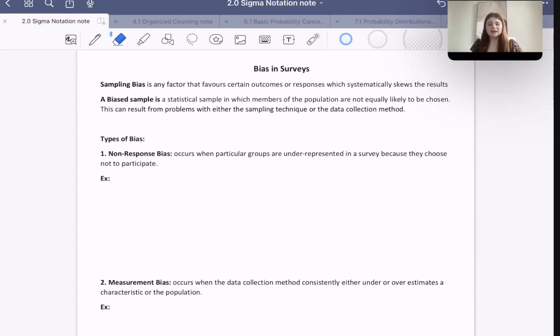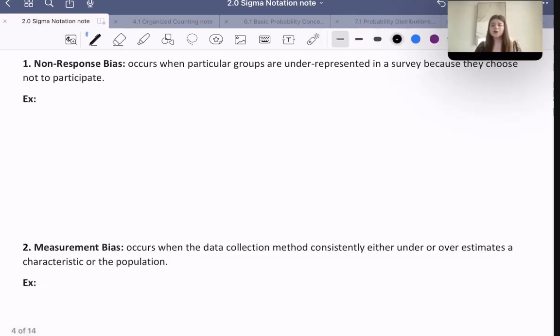There are also other types that I want to talk about, some of them having to do with the sampling method, but also some of them having to do with the actual survey, the actual questions, that kind of thing. Okay, so first I want to talk about non response bias. Non response bias occurs when a particular group is underrepresented because they chose not to participate.